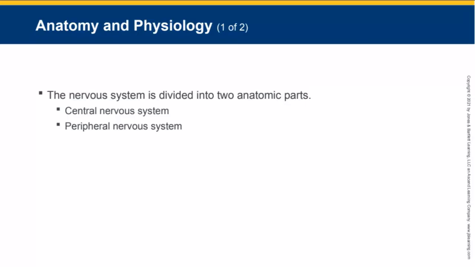Let's review the anatomy and physiology of the nervous system. The nervous system is divided into two anatomic parts. You have the central nervous system, which consists of the brain and the spinal cord. And you have the peripheral nervous system, which consists of the cranial nerves and spinal nerves. And we have 12 pairs of cranial nerves and 31 pairs of spinal nerves.